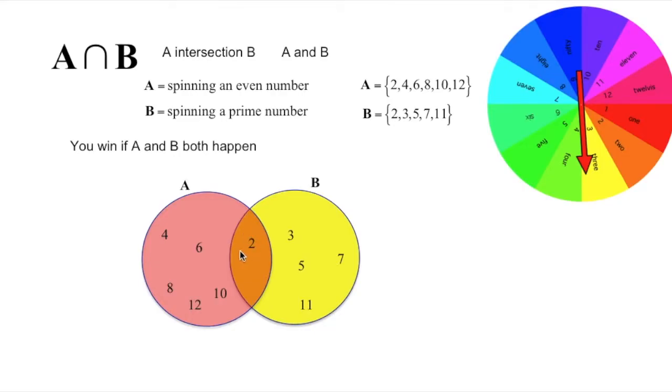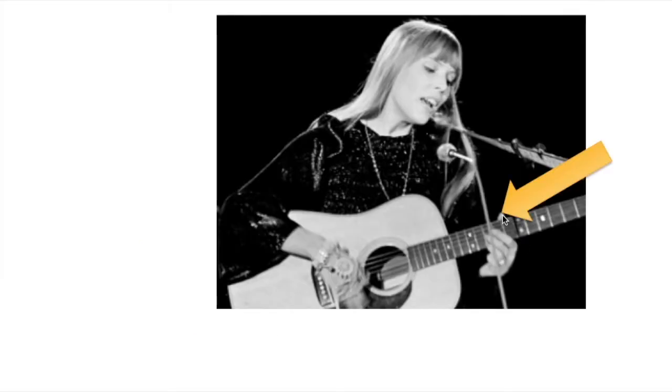So you win only if the 2 comes up. A intersection B, what's in both A and B? 2. This is Joni Mitchell. This is her thumb. And this is all about the rule of thumb.